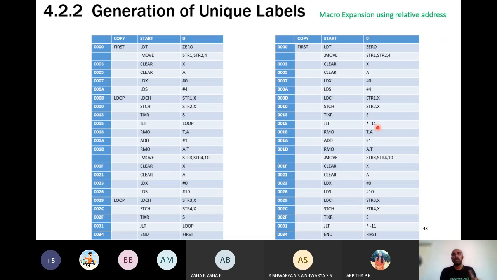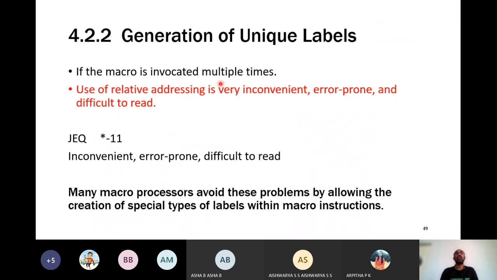Again, is it the solution? Is it the final solution? No. The reason we say this is not the final solution is that when you call the same macro multiple times, duplication will still happen. At the same time, when you make use of relative addressing, it will very importantly lead to error proneness. Why does this error proneness occur? Because when you deal with format 3 and format 4 instructions, you cannot have the same kind of relative address.